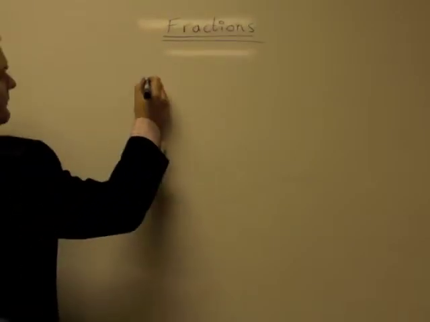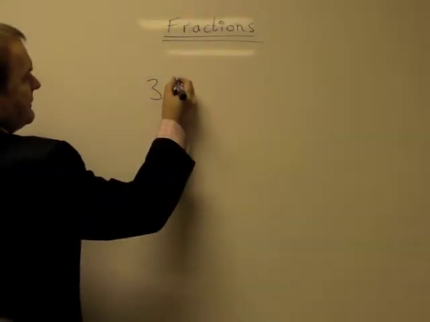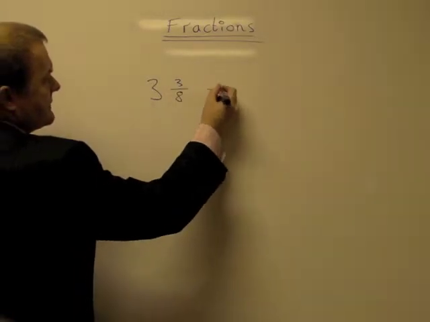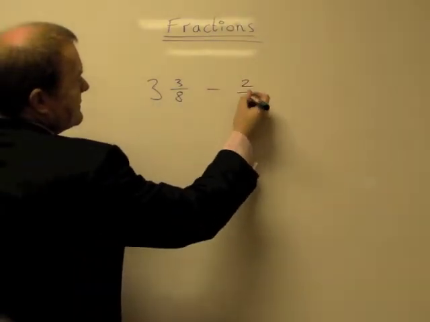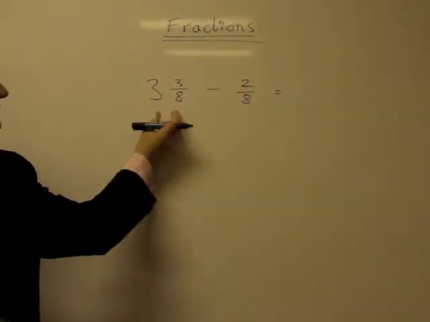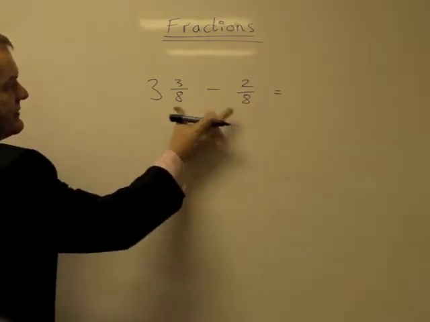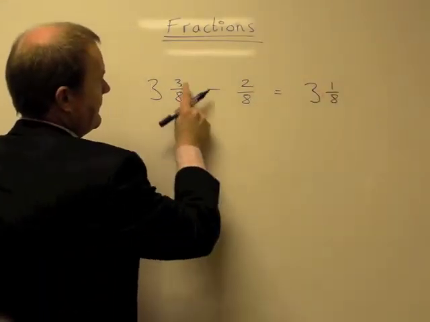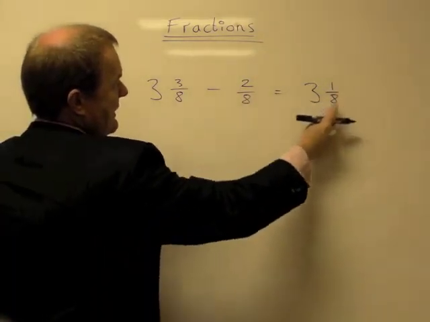Okay, so subtracting fractions when I've got mixed numbers. 3 and 3/8 take away 2/8. Okay, nice easy one to start. So I've got my whole number, I've got 3/8 take away 2/8, so a nice easy one there, 3 and 1/8. 3/8 take away 2/8 is the 1/8 and I've still got my 3.